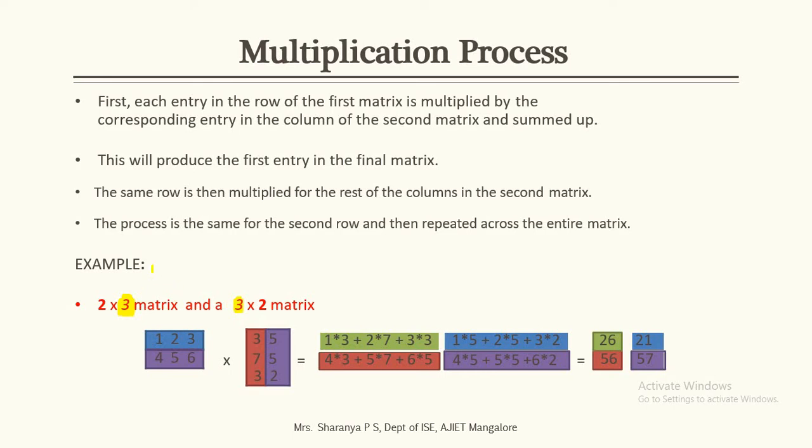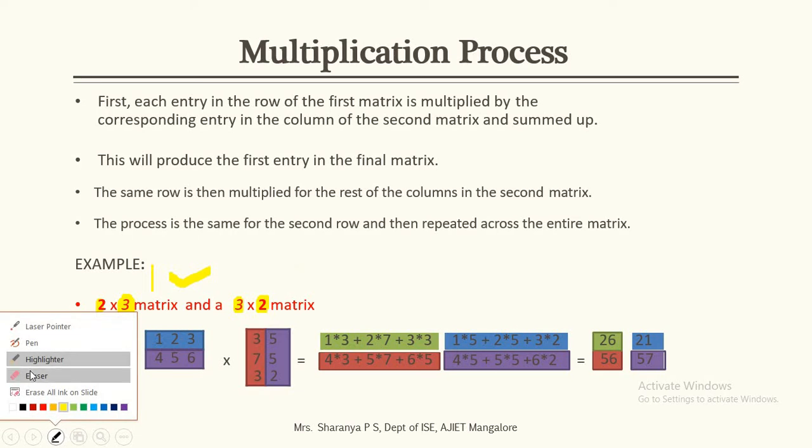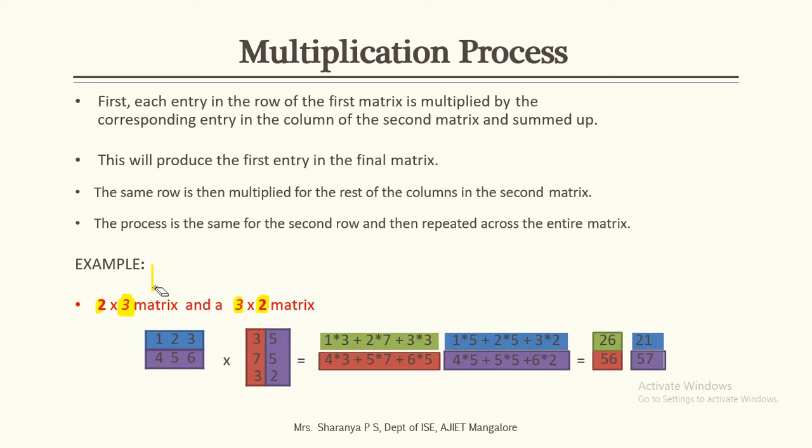So, the condition is whether the number of columns of the first matrix matches the number of rows of the second matrix. Yes, the condition is satisfied, so we can move on to perform the matrix multiplication. And one more conclusion we have drawn from here is that the resultant matrix will have the order 2 cross 2. This is one more point that we considered by referring to the order of the given matrices.